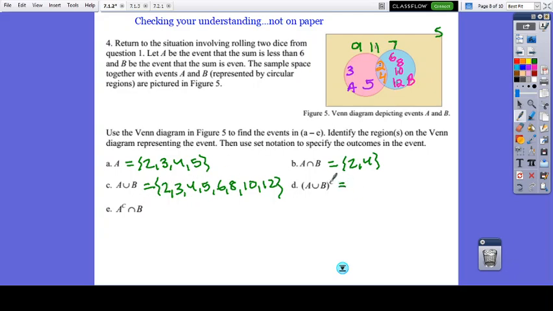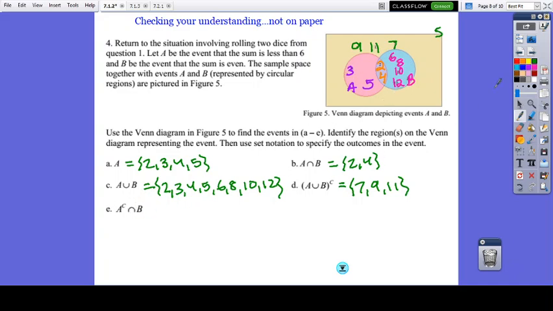Okay, so what is the complement of A union B? That means anything that is not in A union B. Notice we just did A union B, and this means not. So not in A union B is going to be your 7, 9, and 11, all of those numbers that are outside of the two circles.